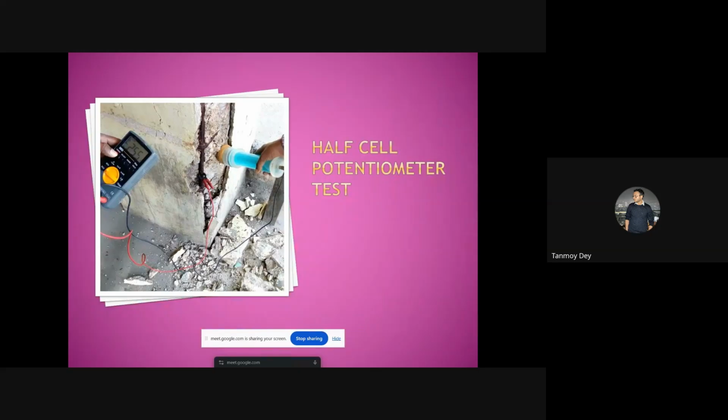This is the machine, half-cell potential. This is the copper sulfate solution. I am measuring in a millivolt meter, through this we are calculating the EMF. Next one.